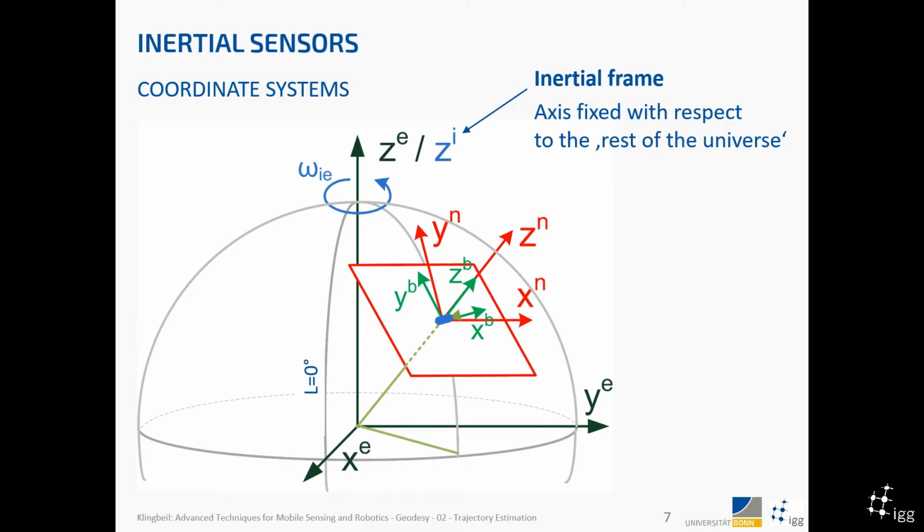The inertial frame, the axes are fixed to the rest of the universe. There is a convention how this is done, and the X and Y axes are somehow fixed, and the Z axis is the same axis as the Earth system. That's a convention, and the origin of that inertial frame is also the same origin as the Earth frame. So that means the difference between Earth and inertial frame is that the inertial frame is fixed, while the Earth frame rotates around the Z-axis with the Earth's rotational rate.